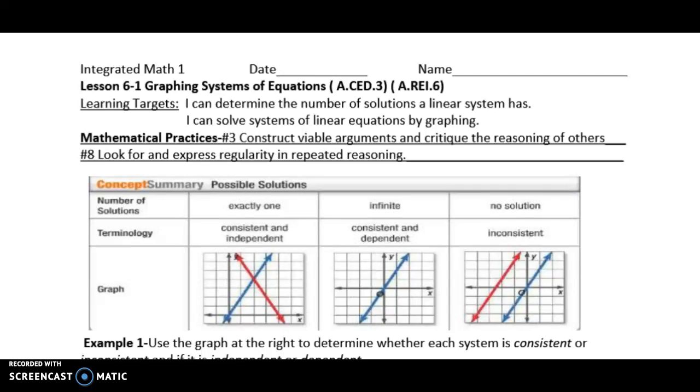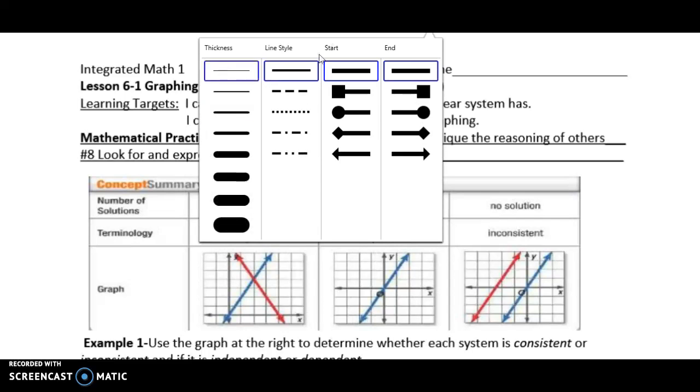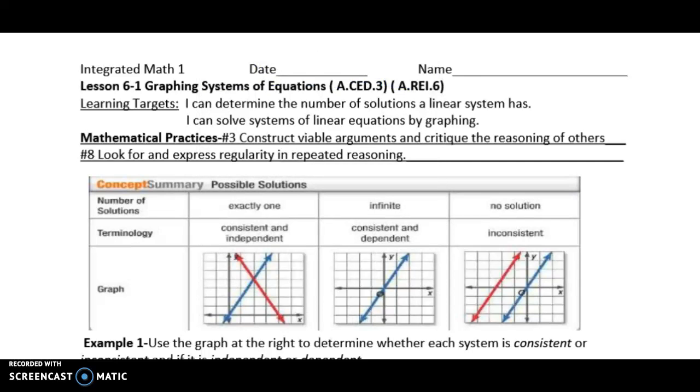All right, we are talking about section 6.1. I'm going to edit my pen setting really quick. Talking about section 6.1, we're going to graph systems of equations. So we've been looking at graphing just one equation. Now we're going to graph something called a system of equations.